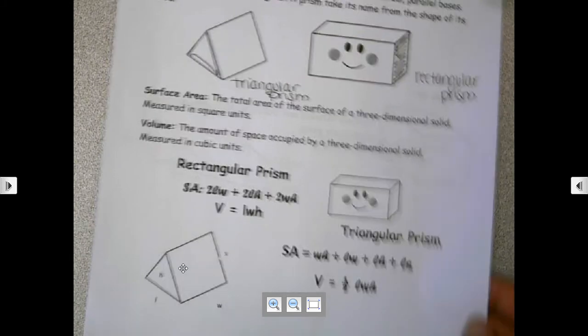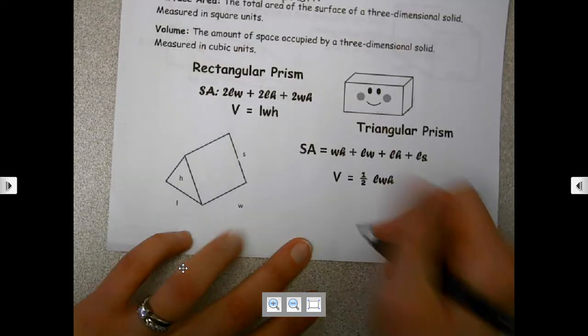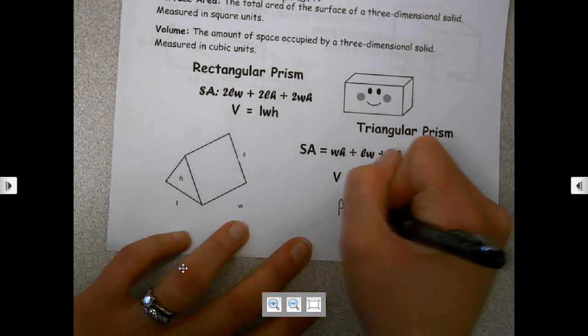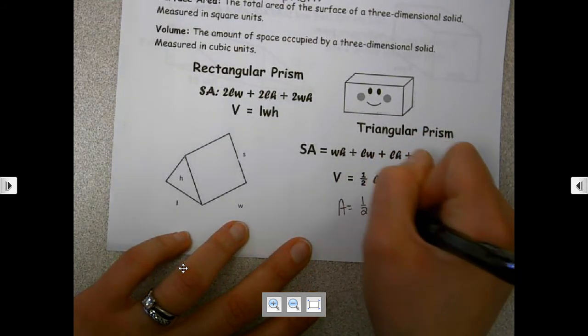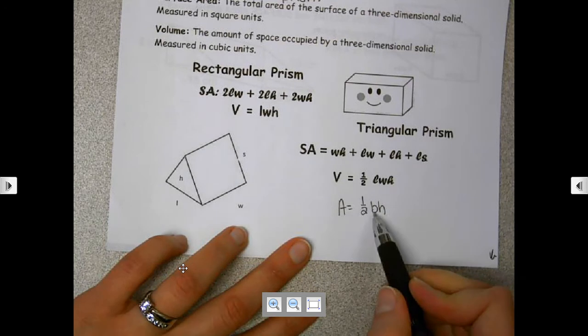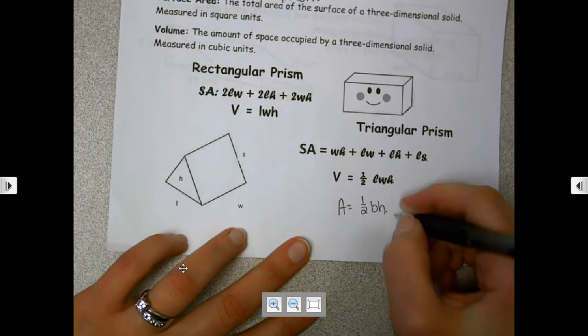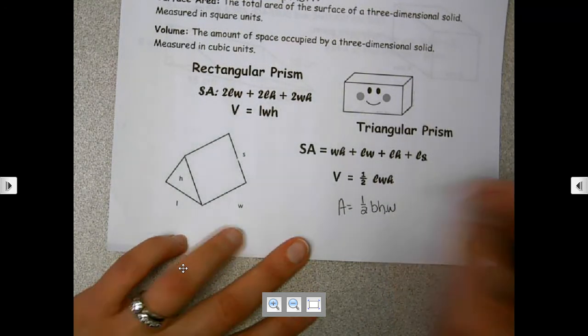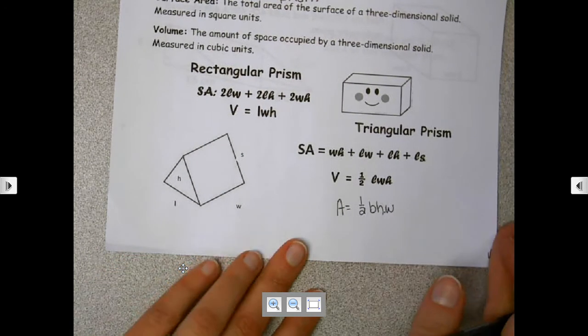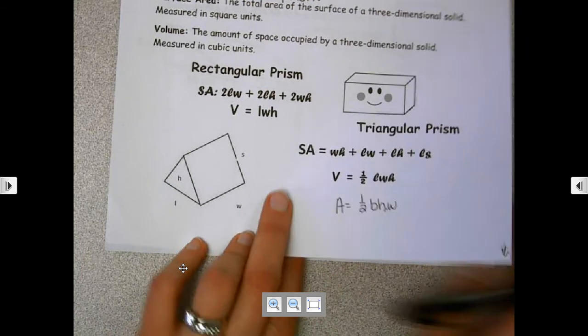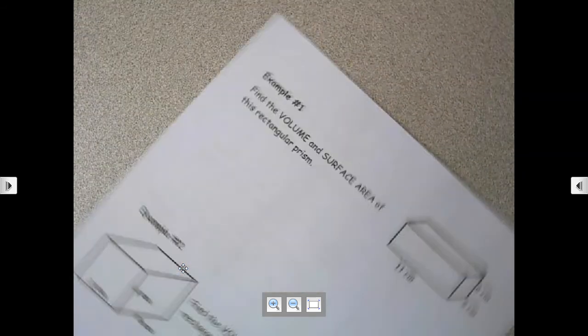Okay, and the reason why it's length times width times height is if you remember, the area of a triangle is 1/2 base times height, or length times height. So then we are just multiplying by the extra unit or extra side. Go ahead and flip over.